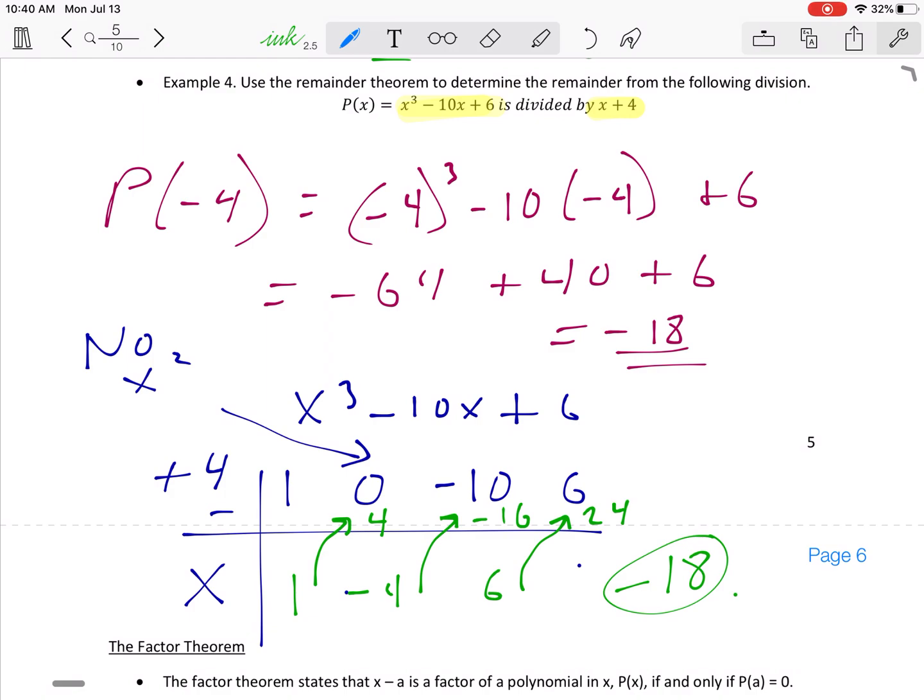All right, so I'll stop there. So that covers the section on the remainder theorem. Okay, and so you can do the questions that go with that now.